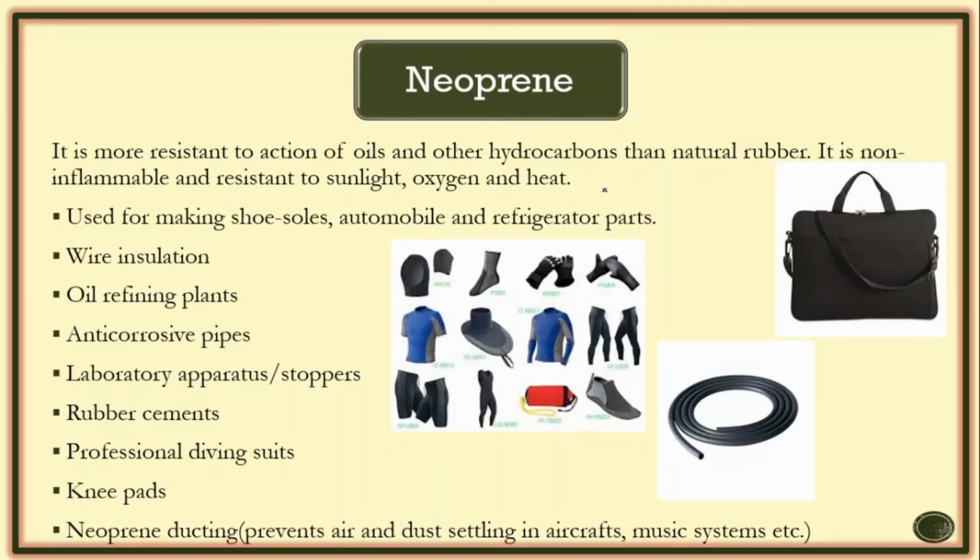Now let us see the applications. It is obviously far better than natural rubber. It is resistant to sunlight, oxygen and heat, and that is why you will find it in many shoe soles and automobile parts, and especially diving suits and knee pads etc. are made up of it. And you can see the tubings also, and then the laptop case covers, these are also made up of neoprene.